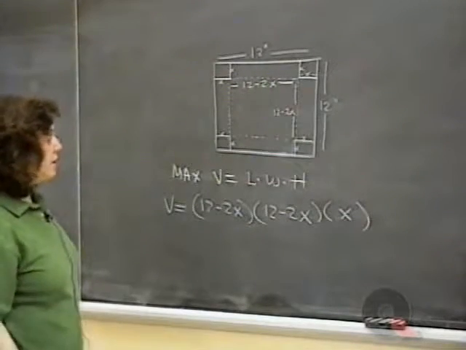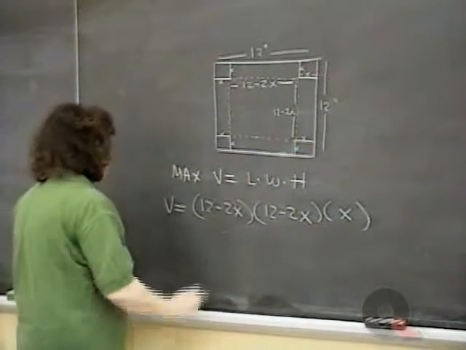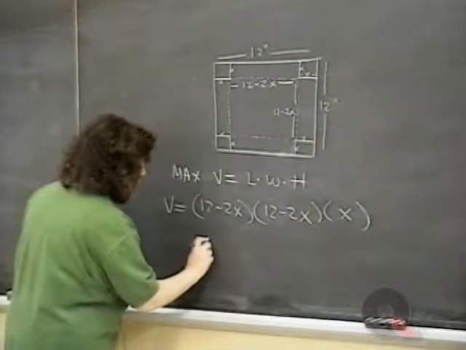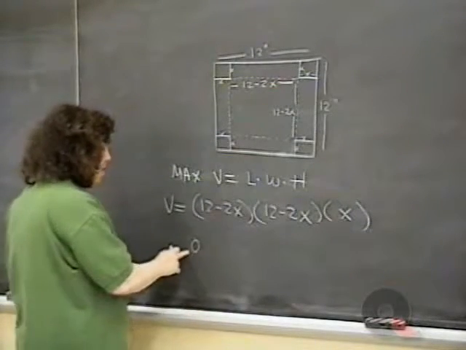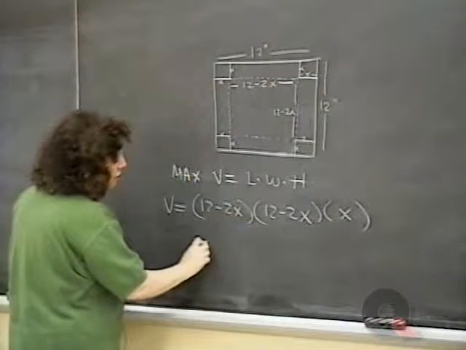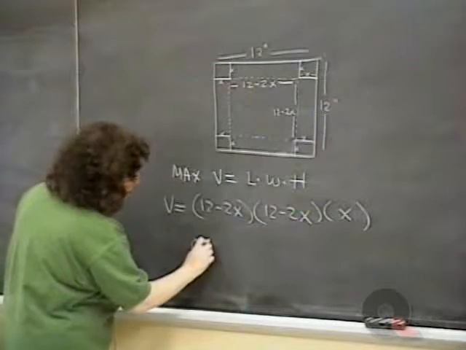Now there is an interval on x. Well, can x be anything? It can't be negative. It can be either an open or a closed interval, depending on how you do it.